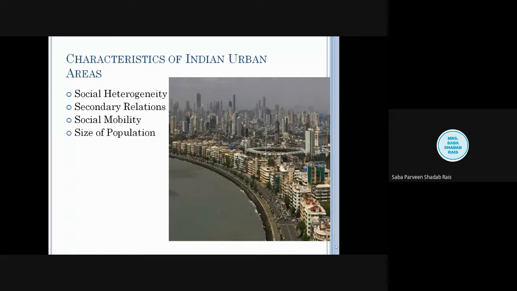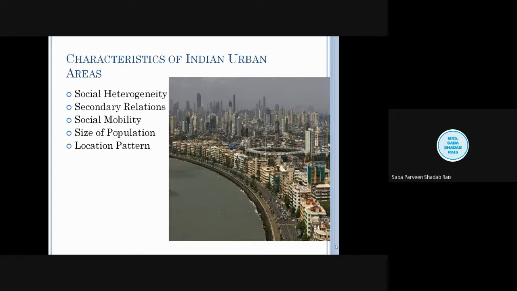As I told you, our country's main occupation is agriculture, right? So for that purpose, the people stay in the agricultural areas, that is the villages. Now when we talk about the size also, urban areas are very small as compared to the village areas, right?